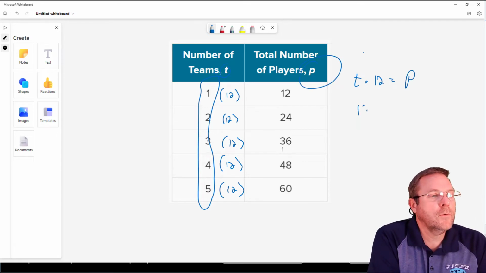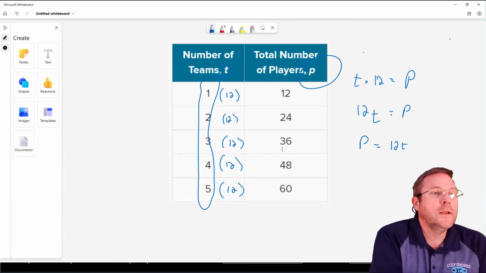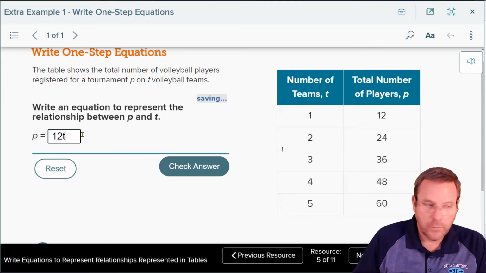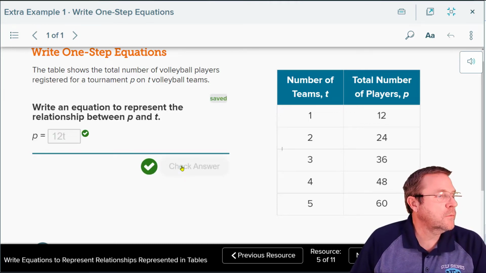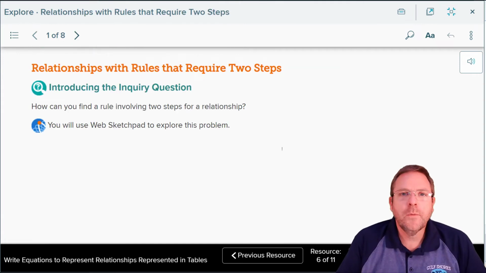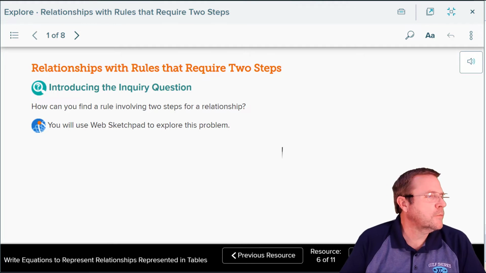We could also rewrite that as 12T is equal to P, or the way the textbook wants it, P is equal to 12T. So now I'm going to jump back over here. P is equal to 12T. Check our answer, and the answer checks. It's as easy as that. Now the way we're blowing through this lesson, I really have my doubts about this being a 2-day lesson.